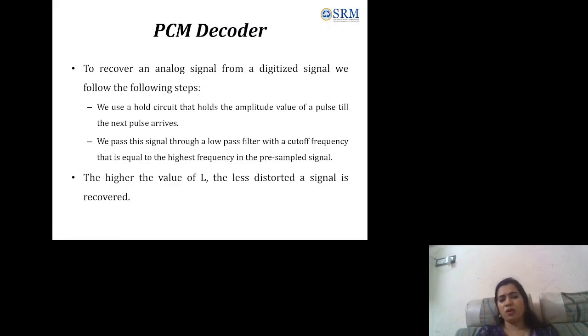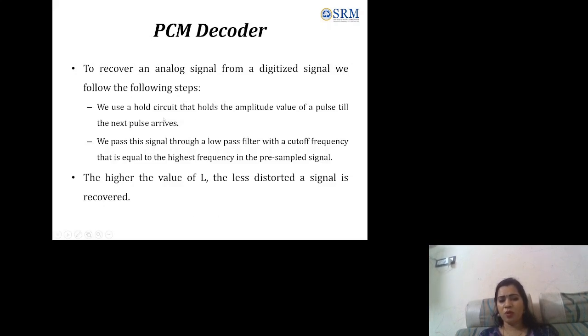Next, we'll see how demodulation is done by using a PCM decoder. Demodulation means how a digital signal is converted to an analog signal. In order to do that, it follows the following steps.